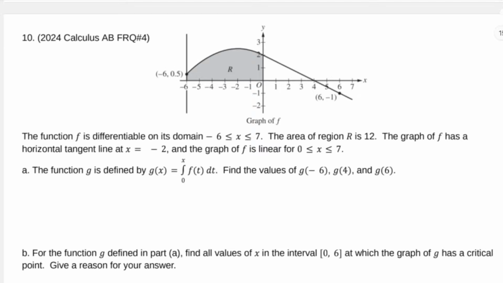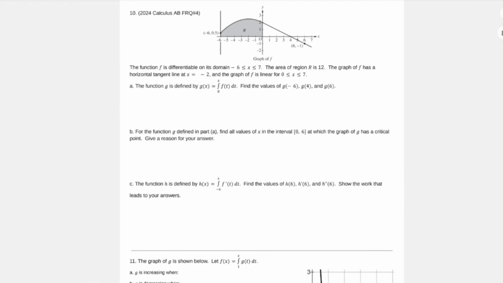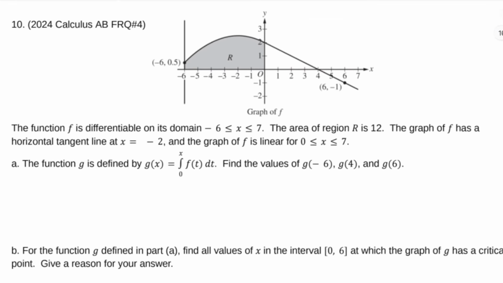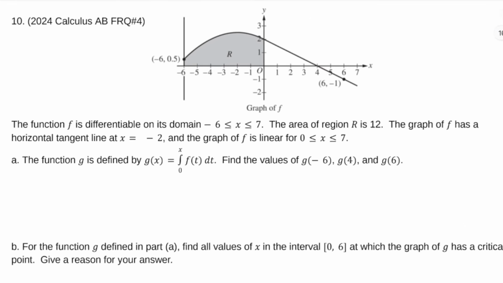All right, moving on to, I think it's going to be the last page. Yeah. So this one is from 2024. It's recent. This one was kind of weird. The function f was differentiable in its domain, and the area of region R was 12, and the graph of f has a horizontal tangent line at x equals -2, and then from 0 to 7, it's actually just a line segment.